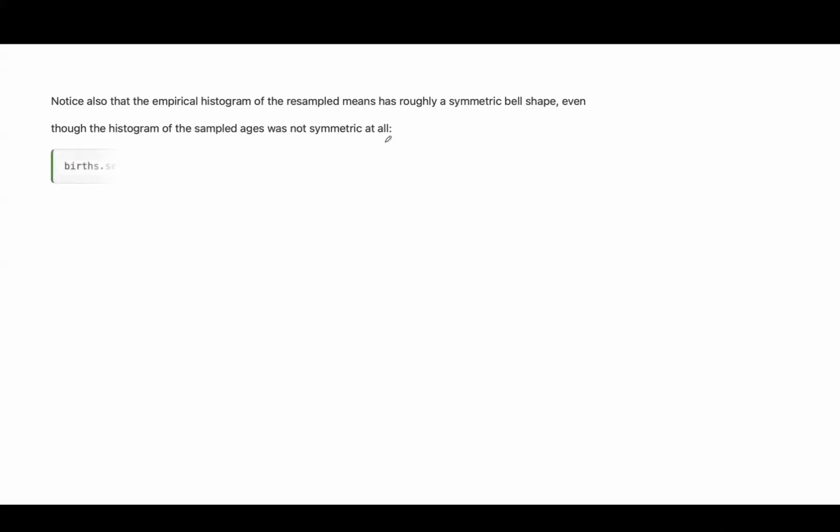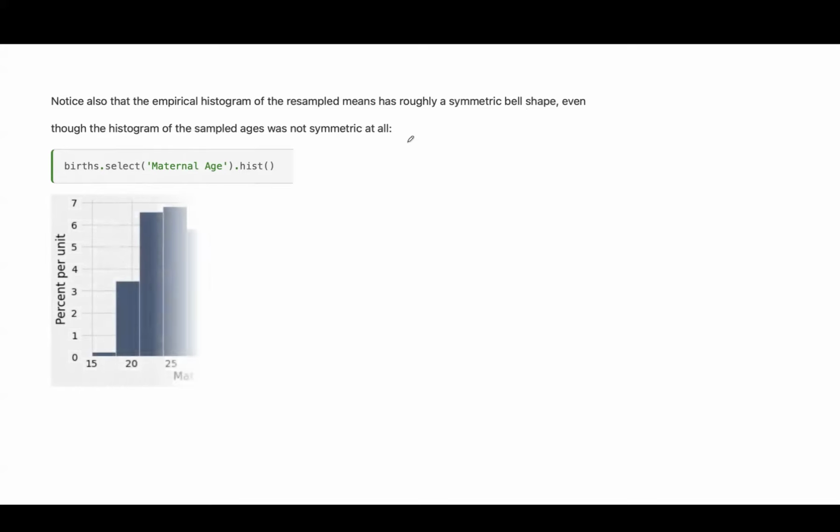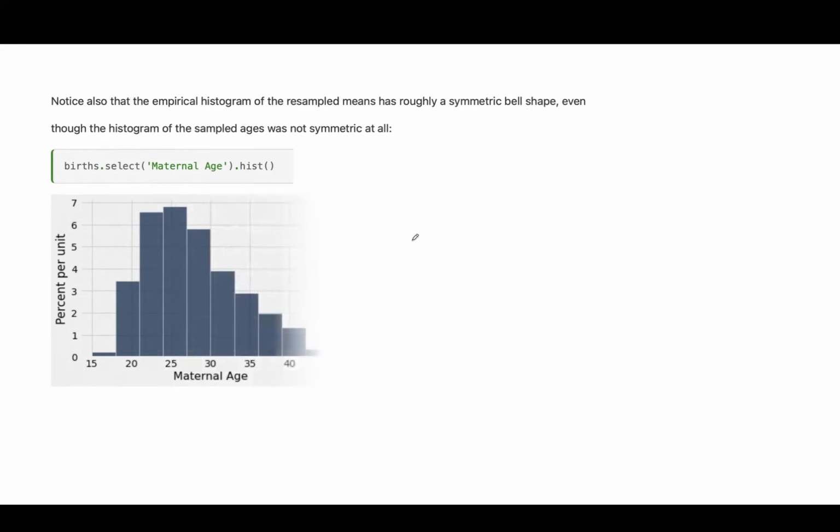Notice also that the empirical histogram of the resampled means has a roughly symmetric bell shape, even though the histogram of the sampled ages was not symmetric at all. Let's take a look at the maternal age histogram. This is what we had before. And as you remember, it had a tail toward the right-hand side.